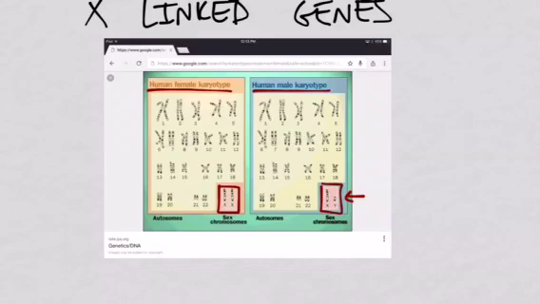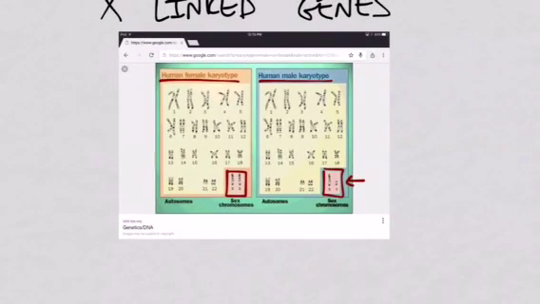And so if you don't have a Y chromosome, if you have just a single X chromosome, you will be phenotypically female, meaning you will have female genitalia. You will be a sterile female, but you will still be female phenotypically nonetheless. Okay, so sex chromosomes decide our sex.